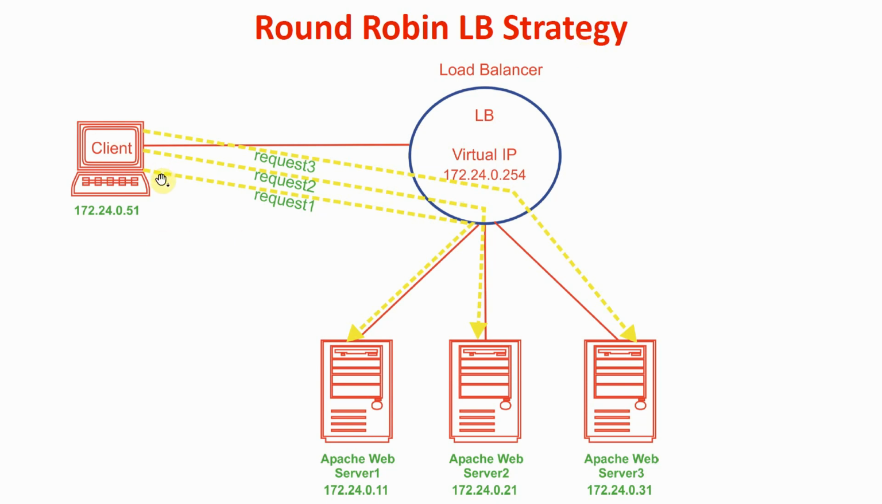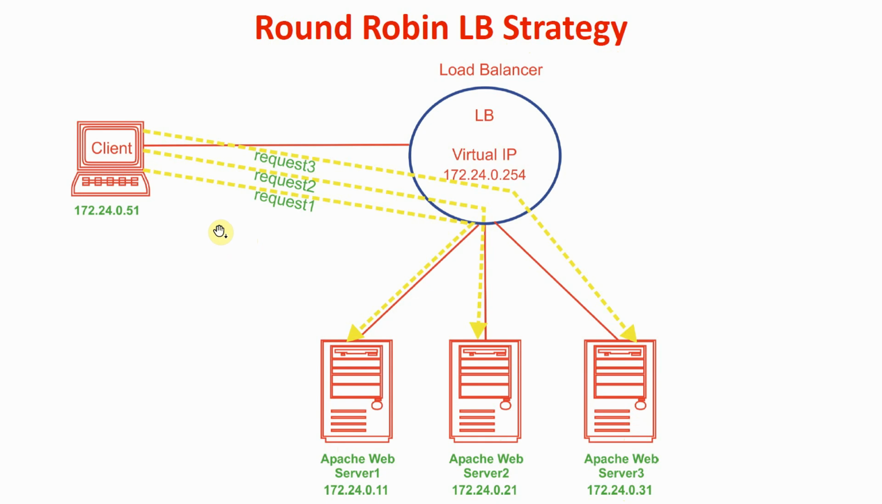Now what will happen in the load balancer strategy? When the client sends the request, the client will send it to the load balancer, 172.24.0.251. The first request will go to this system. When we send the second request, it will go to the second server. If we send the third request, it is going to go to server 3. That is the round robin load balancer strategy. It is very simple to implement.